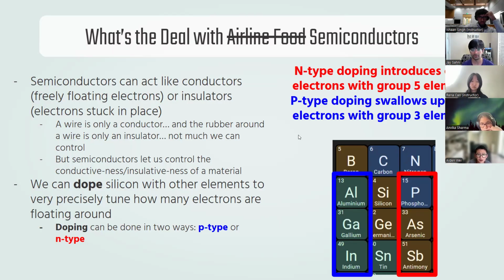We didn't have the group here. You don't have to worry about the group numbers. All you have to really worry about is with silicon, there's elements with greater electrons, elements with less electrons. Less electrons means it's p-type. More electrons is n-type. And what I mean by p and n is negative and positive.